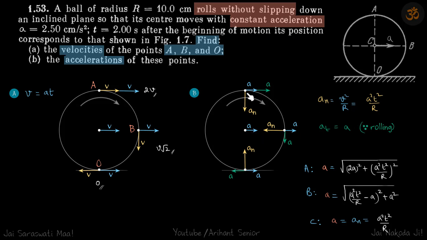So for all the 3 points, we need to do the vector sum of all these vectors to find the total acceleration. In this case, it will be the square root of (2a) whole square plus a_n whole square, and a_n is this. In the second case, you can take it in any direction. Let's take this as the bigger one. So it will be the square root of a_n minus a whole square plus a square. And here a and a will get cancelled, so the only acceleration is a_n, and a_n is a square t square by r. So good conceptual question.